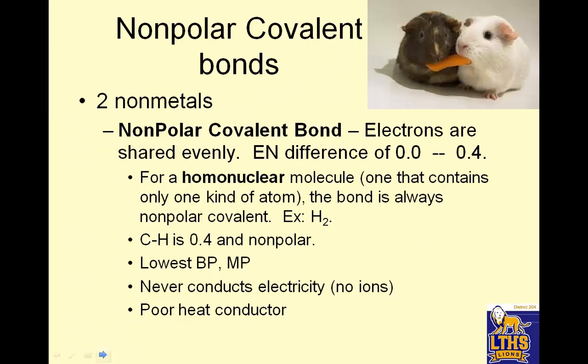Nonpolar covalent bonds, two nonmetals. Nonpolar covalent bonds means that they share perfectly evenly. Look at the little rats sharing so evenly. Oh, isn't it cute? The electronegativity difference is 0 to 0.4. For a homonuclear molecule, one that contains only one kind of atom, the bond is always nonpolar covalent. So those would be diatomics. C to H is 0.4, nonpolar, and that's such an important one. You need to have that written down and remembered. They have the lowest boiling points and melting points, and it never conducts electricity because there's no ions, and it's a poor heat conductor.